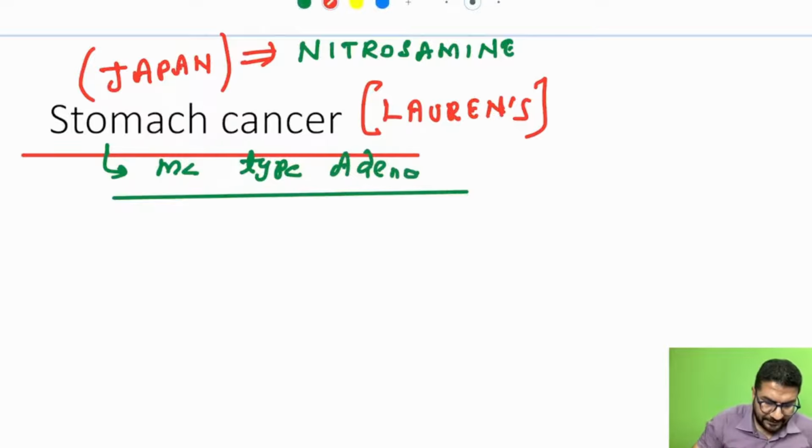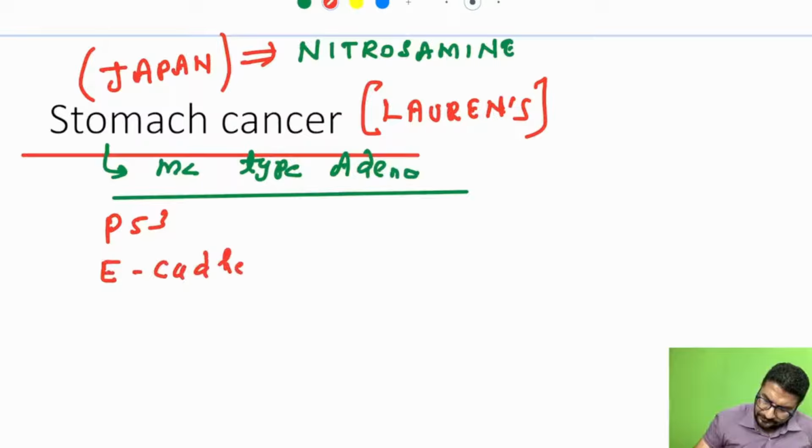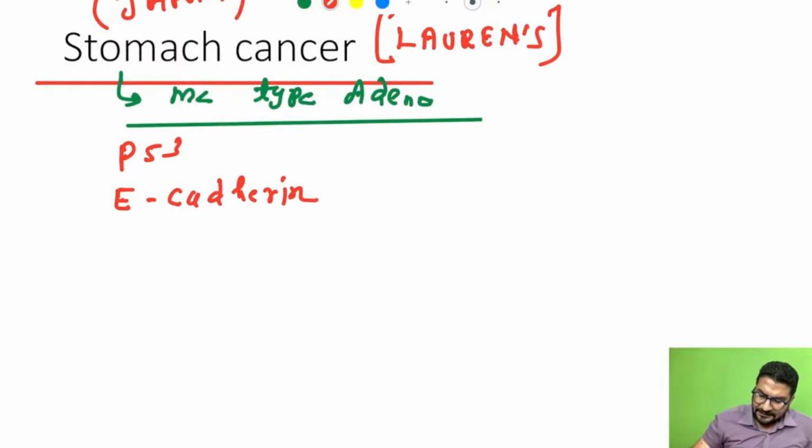Here we have different subtypes, right? So understand this thing. It can occur because of p53 mutation. Yes, it can occur because of E cadherin mutation. It will happen either from p53 mutation or E cadherin mutation, right? Now try to understand this thing.